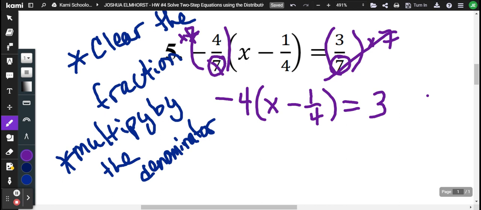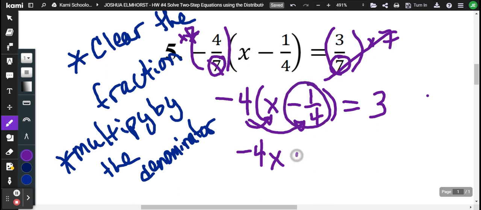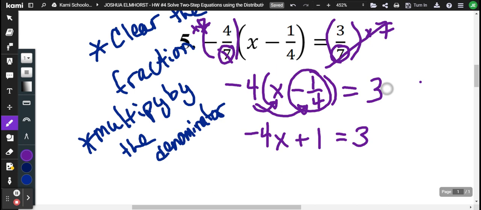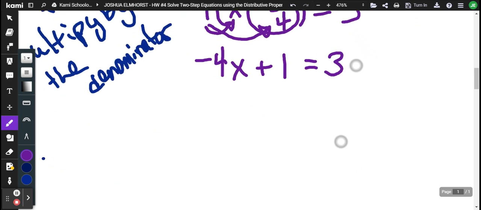Looking at the next one, there's still a fraction in there, but this negative 4 on the outside will end up clearing that fraction on the inside as well. So now we follow our distributive property: negative 4 times x is negative 4x, and then negative 4 times 1/4. The negative times a negative is going to be positive, and then 4 times 1/4 is going to be 1. So step 1, we cleared the fraction. Step 2, we ended up using the distributive property. Now we can go into the solving part of things.